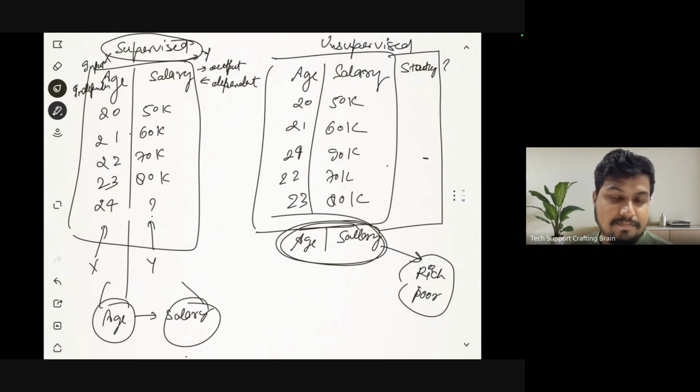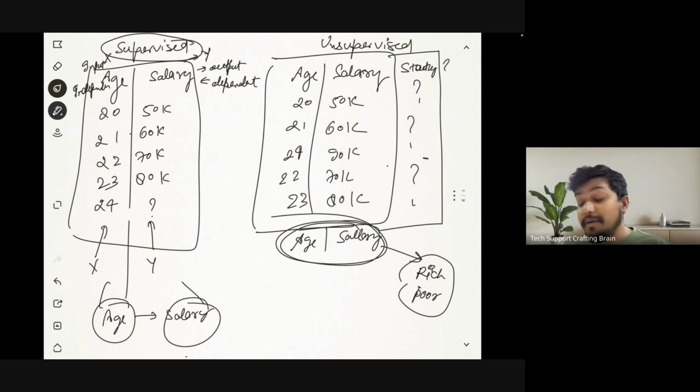Rich and poor, is it present inside my data? We wanted to predict whether the person is rich or poor right now. Tell me whether rich and poor data is present here anywhere. Anywhere it is present in my data set. No.